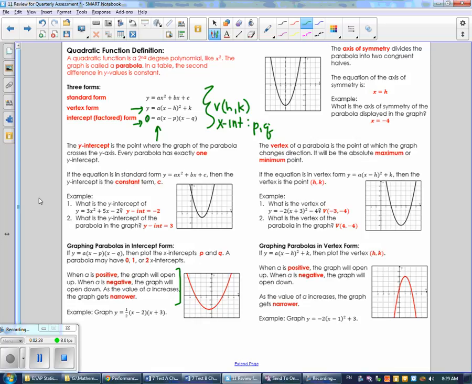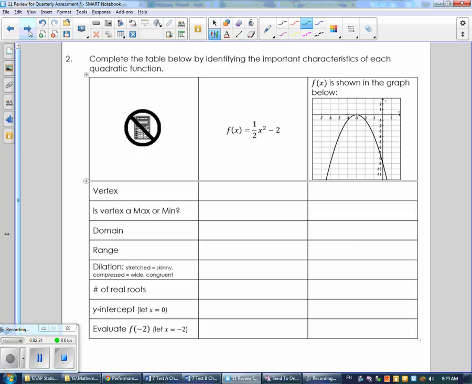All right, so let's take a look at the very first problem that we're going to do. This is a non-calculator problem, so you really have to understand all the terms related to the equations. So we're asked to identify the vertex, we're asked to determine if the vertex is a max or a min, the domain, the range, we're asked to describe the dilation in terms of skinny, stretched, wide, or congruent, the number of real roots, and remember, real roots are simply your x-intercepts. If a graph doesn't have any real roots, it's not going to have any x-intercepts. So those are your parabolas that open up above the x-axis or down below.